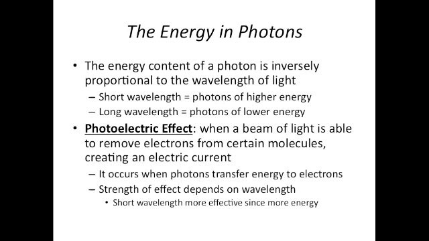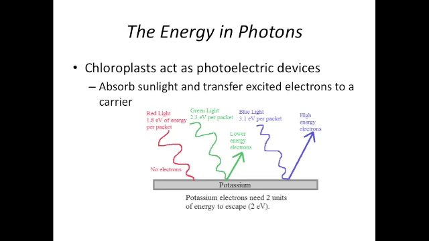Now, photons interact in the photoelectric effect, which means that a beam of light is able to remove electrons from certain molecules and can create an electric current, because electric current is basically just electrons moving. So the photoelectric effect can occur when photons transfer energy to electrons, and the strength of this effect does depend on the wavelength. So if you have a short wavelength, obviously that's going to be more effective, since the short wavelength has more energy, is what I meant to say.